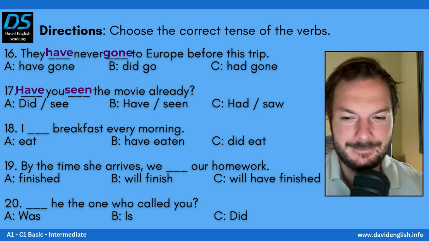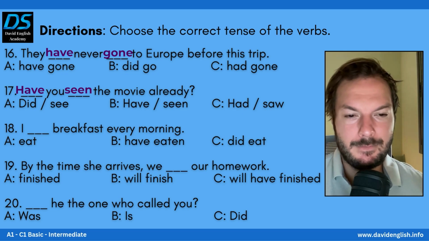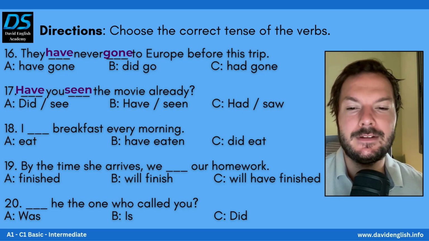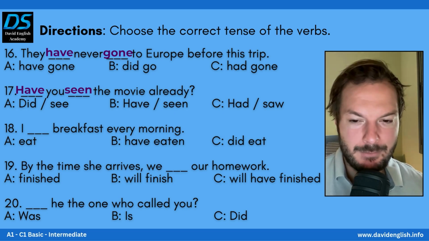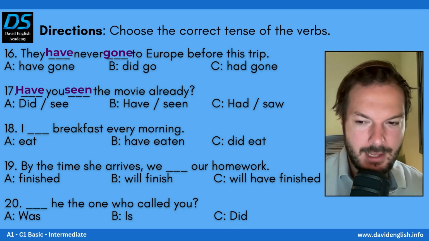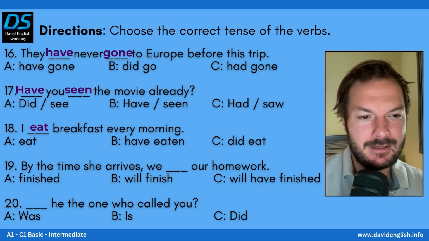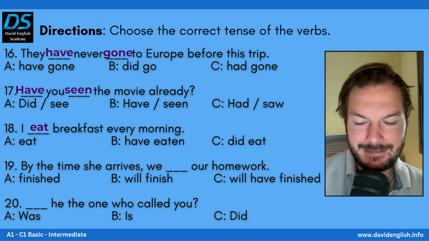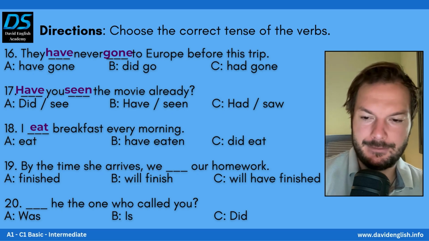Number 18. Breakfast every morning. It's every morning. So is it A, I eat breakfast every morning? Is it B, I have eaten breakfast every morning? Or is it C, I did eat breakfast every morning? I'm going to go with I eat breakfast every morning, present simple. Something that's permanent, something that doesn't change. It's very factual.